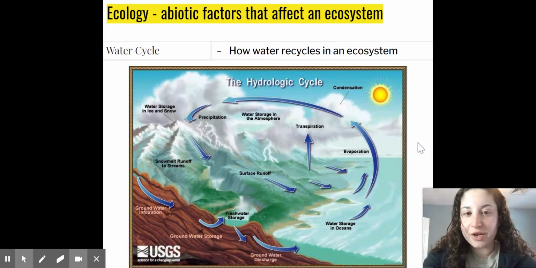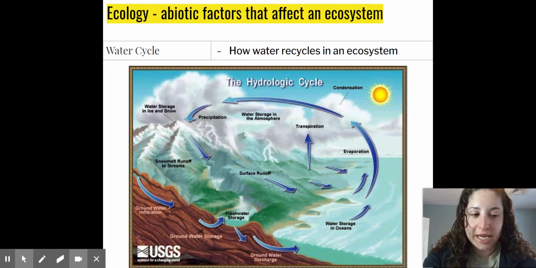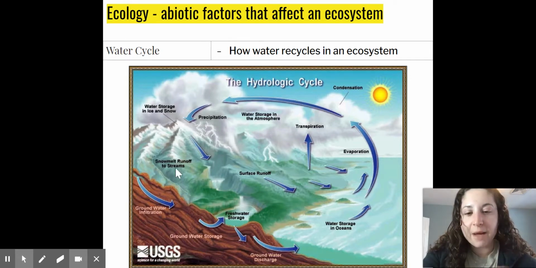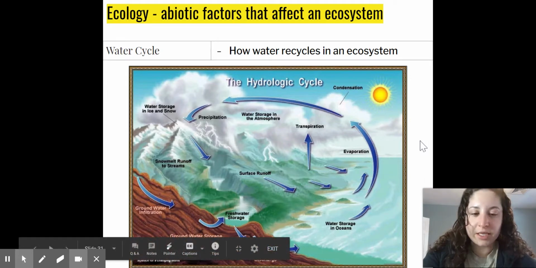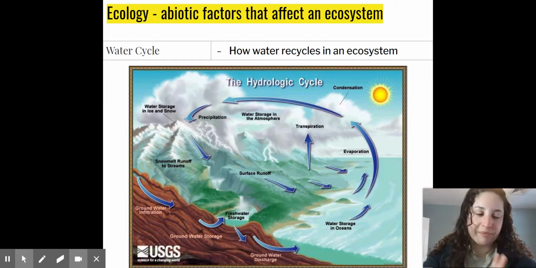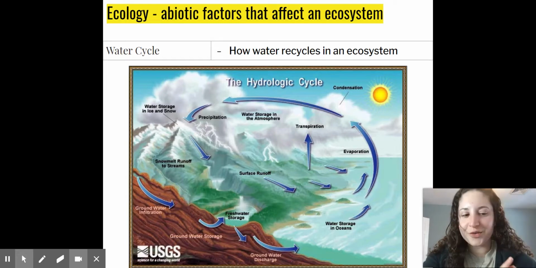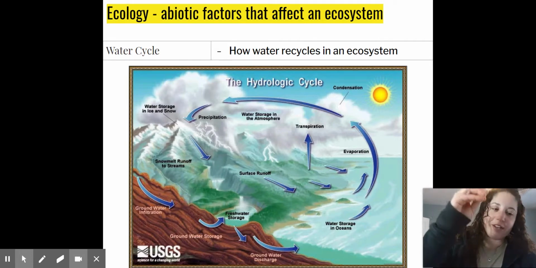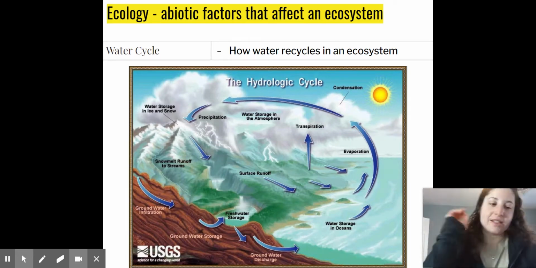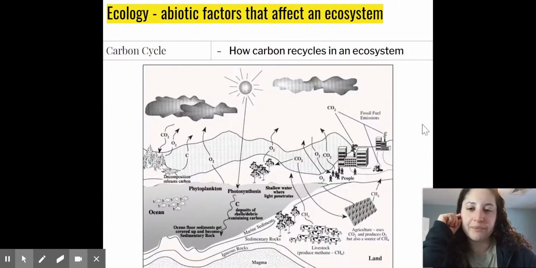Speaking of circles, we can also look at the cycles of inorganic matter in an ecosystem. So this is the water cycle, basically how water is able to recycle through an organism. I'm going to let you look at the diagram and see for yourself. You don't really need to be responsible for the details within these cycles, but you have to know that they exist. So you have the water cycle, which is evaporation, precipitation, all of that stuff. I have a song if you're interested.